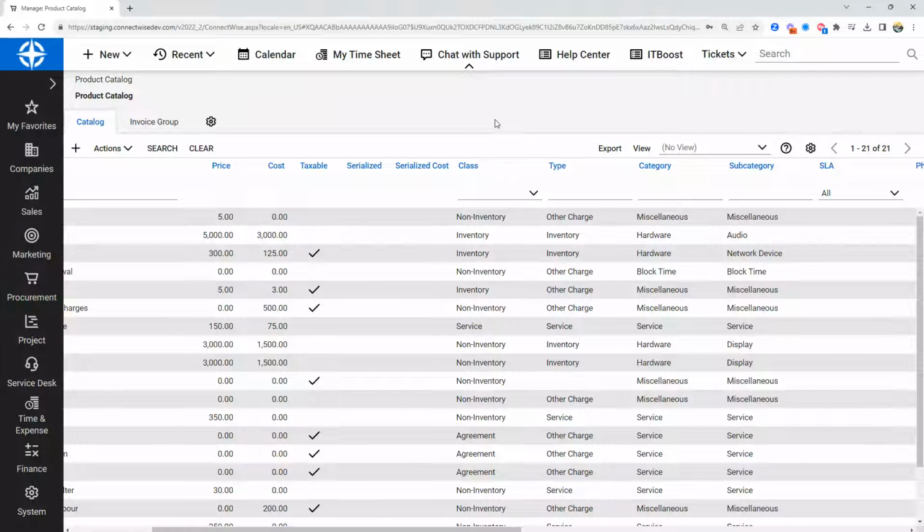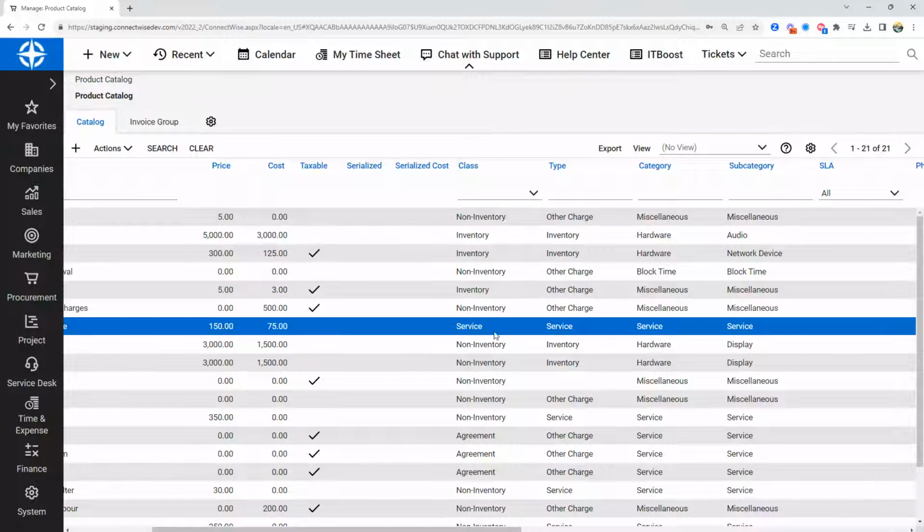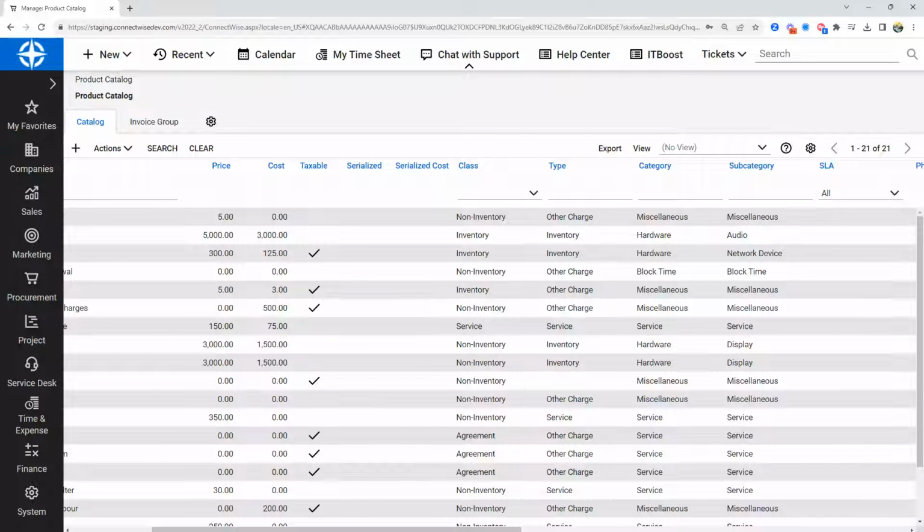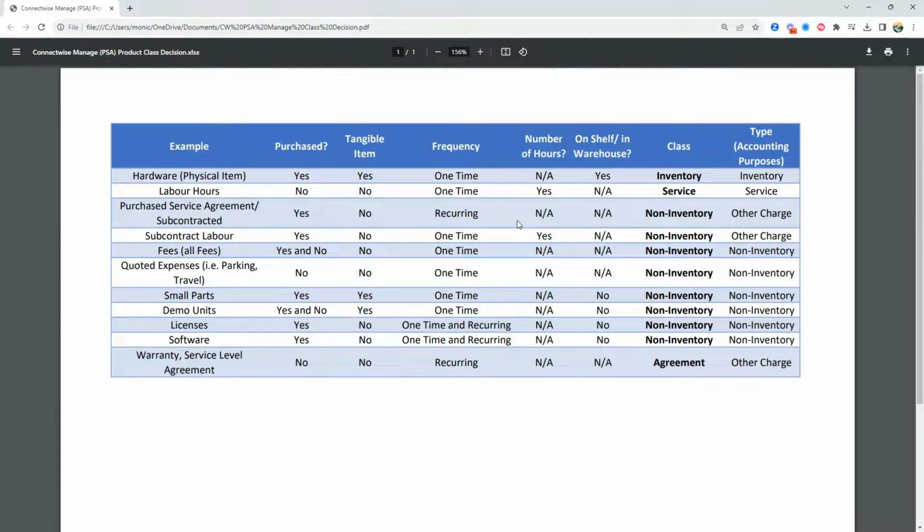So if you're running into a problem where you can't see something in the purchasing screen or purchasing approvals, it's likely the wrong class. It might be a service class or an agreement class. I've created a reference for myself to take a look at the different examples of items and what class I normally see these categorized as.